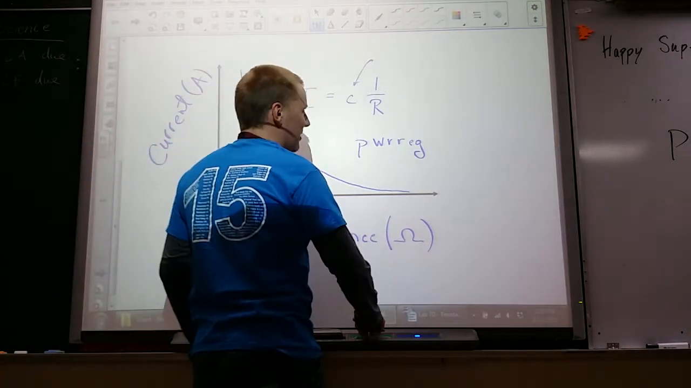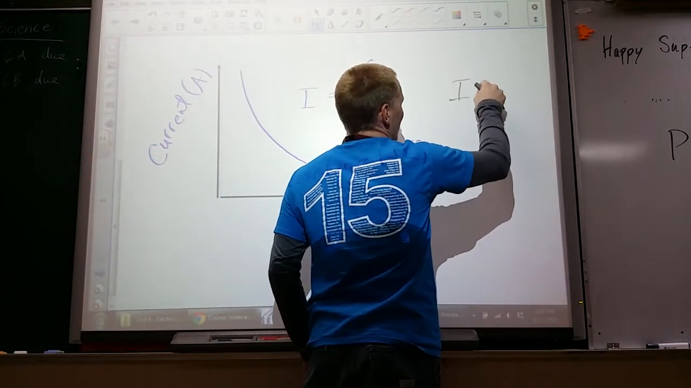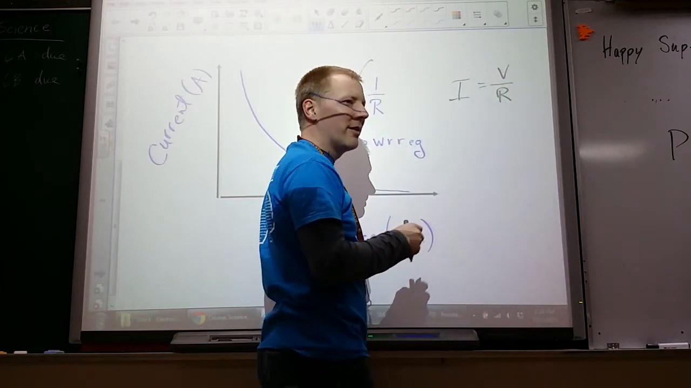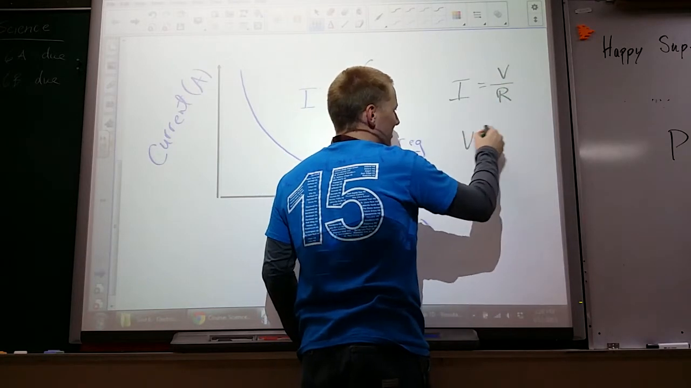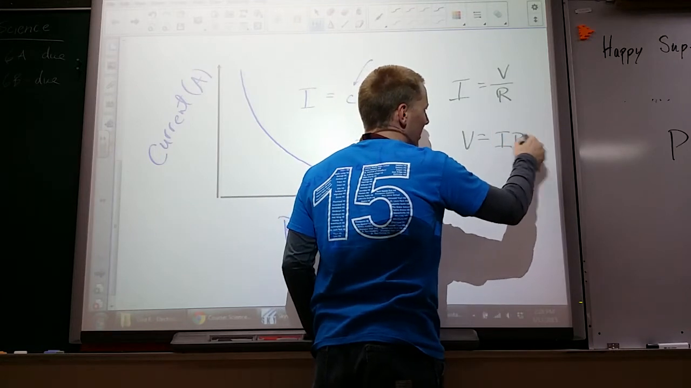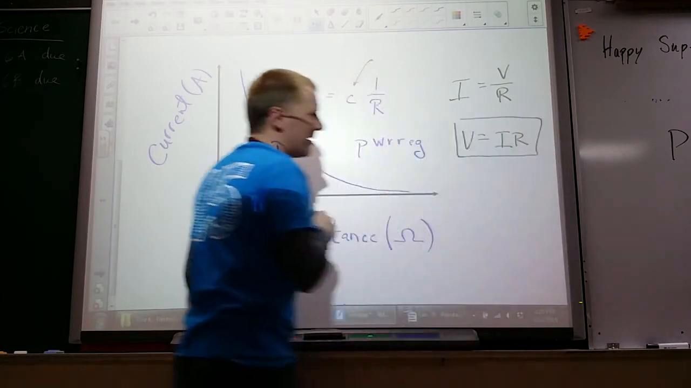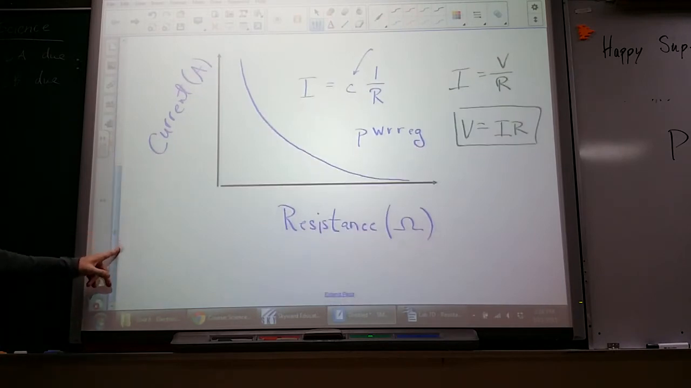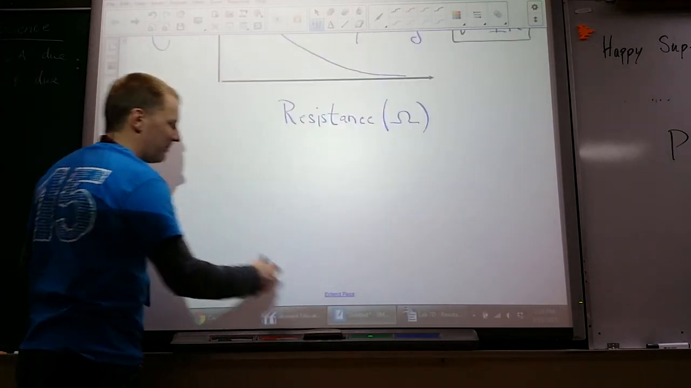So that means this one becomes I equals V over R, which if we rearrange this and solve for V, again, is V equals I times R. That result is not by accident. That is the most important law in electronics, in electricity. It's Ohm's law.